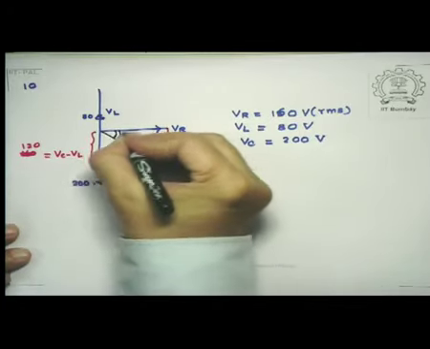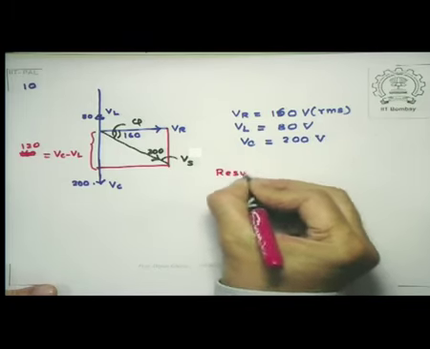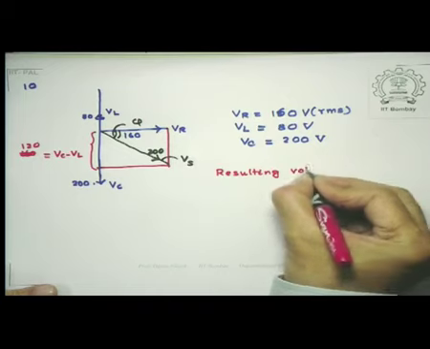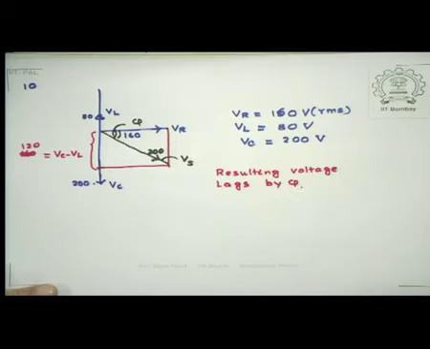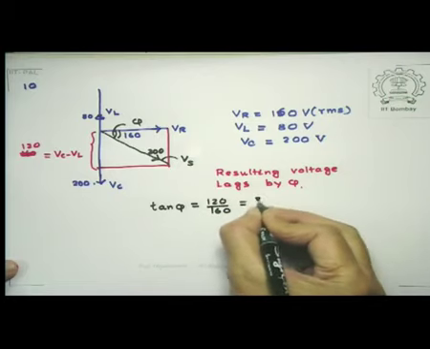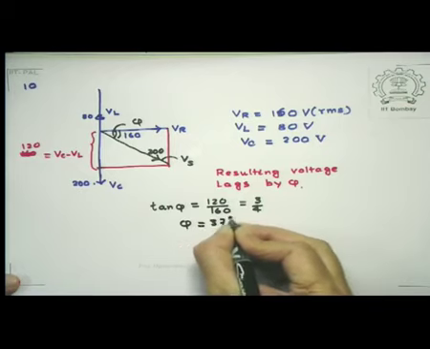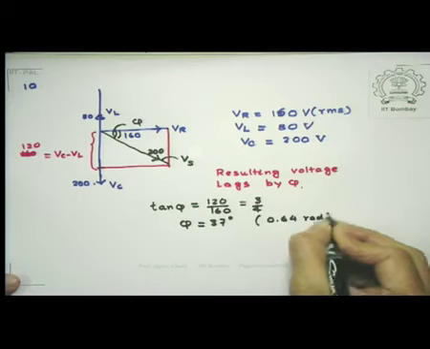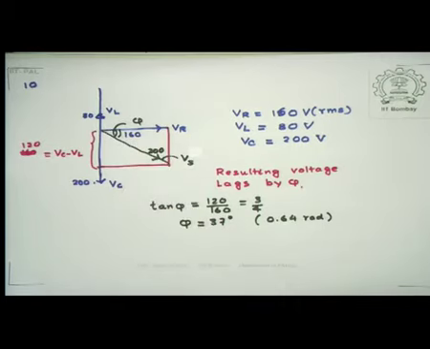But look at this phase here. So notice the resultant voltage is lagging behind the current. Okay. So resulting voltage, that is the supply voltage, lags by phi. And how much is phi? You can immediately calculate. tan phi is 120 by 160, which is equal to 3 by 4. And if you look up your trigonometric tables, you will find this is 37 degrees or 0.64 radians. So this is the angle by which this is the phase lag of the total voltage with respect to the current or with respect to the resistive load.